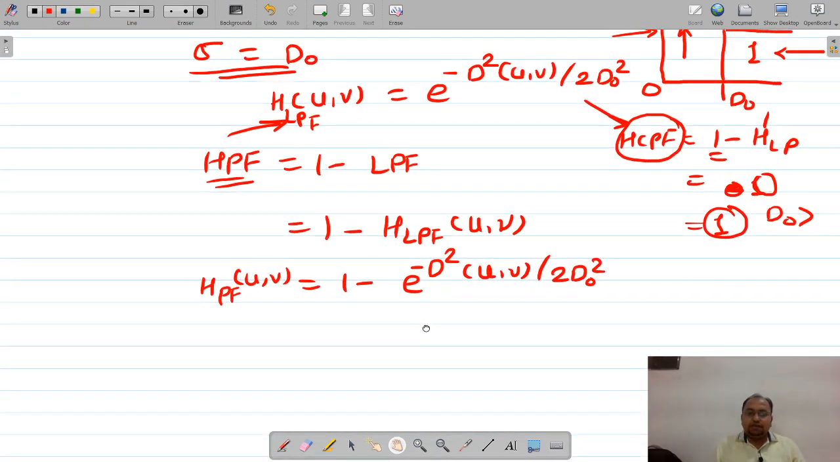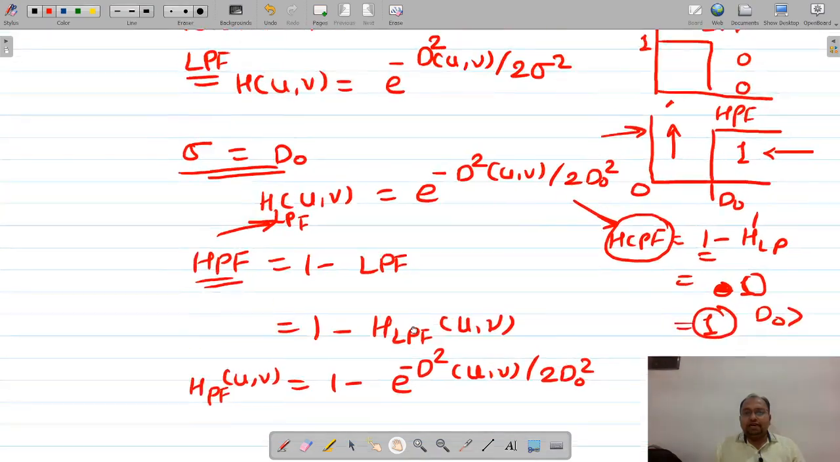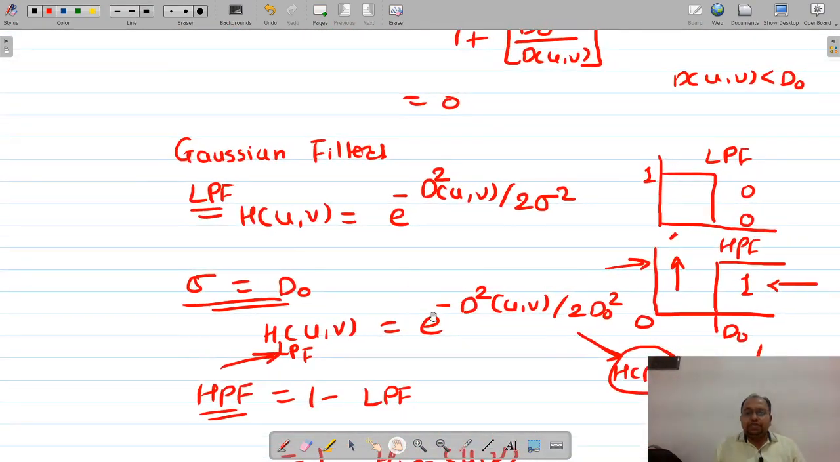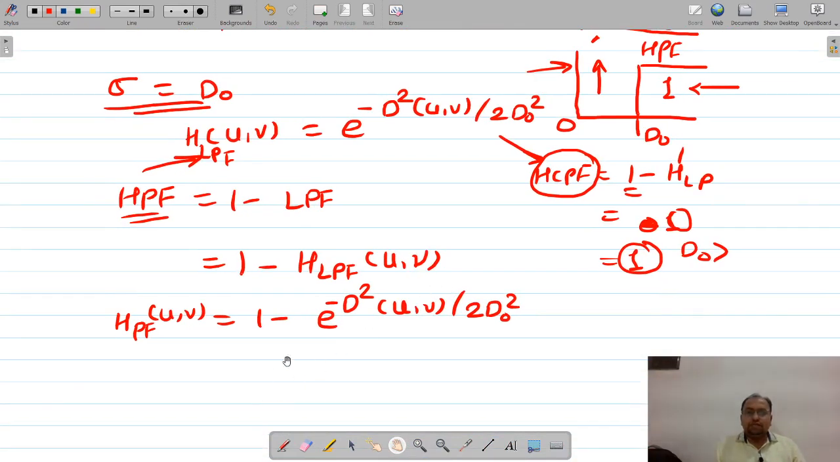Now let us concentrate on a program. We'll see a simple program of low pass filter and high pass filter, Gaussian filter, in the frequency domain. So let us go to the program.